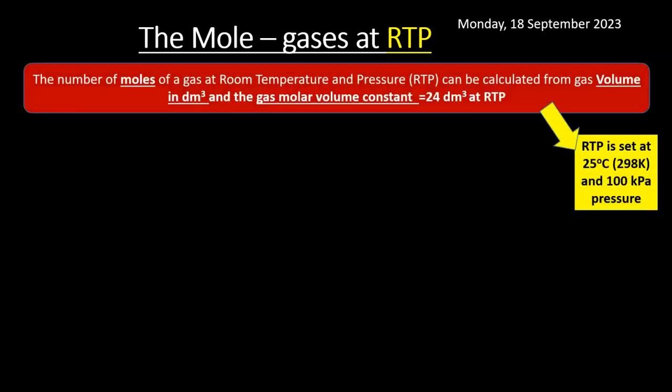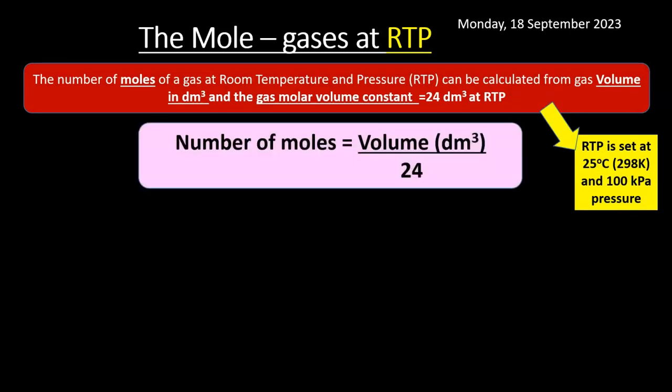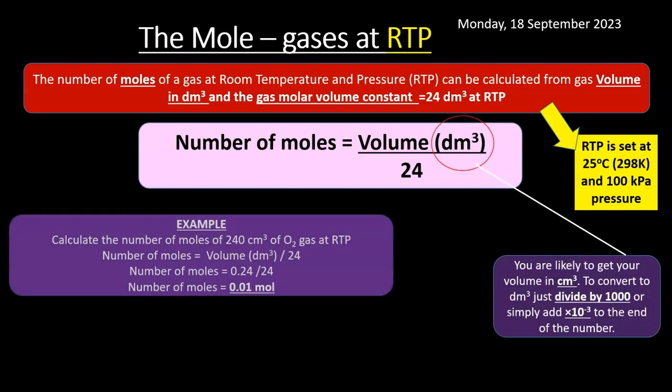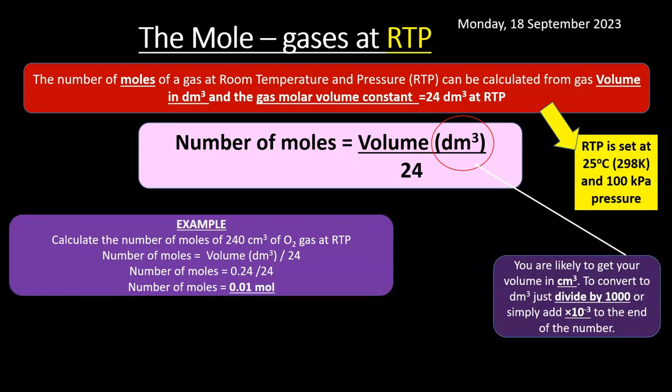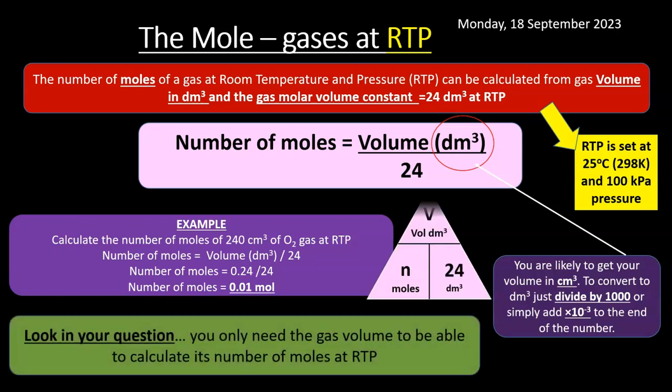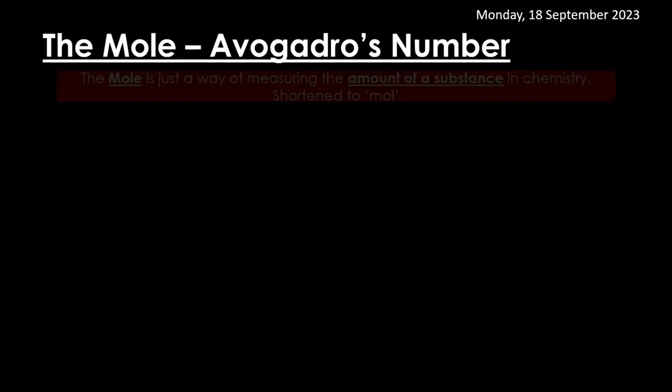The gas triangle, remember, is only available at RTP. Please watch out for room temperature and pressure. And the very simple way to use this, of course, is simply to calculate number of moles is the volume in dm cubed divided by 24. And again, be prepared to rearrange and use the triangle accordingly, because it's quite a simple one. We only need the gas volume to be able to use this one at room temperature and pressure.